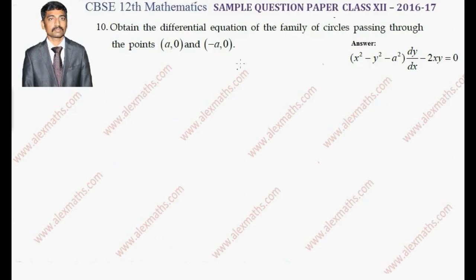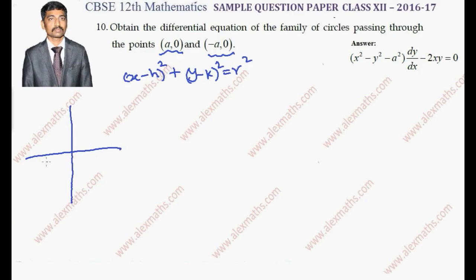Obtain the differential equation of the family of circles passing through the points a comma 0 and minus a comma 0. We have the general equation of the circle, which is x minus h whole square plus y minus k whole square equal to r square. But in this case, they have given two points it passes through. So if I take a diagram, suppose this is the x-axis and y-axis, the circle passes through a comma 0 and minus a comma 0. So this is a comma 0 and minus a comma 0 is here.